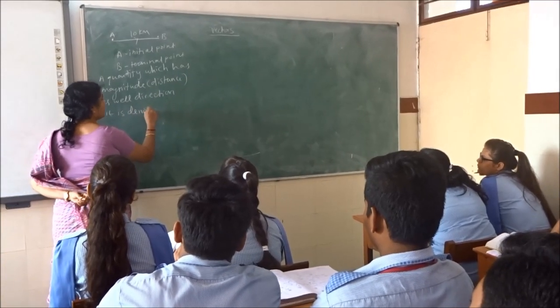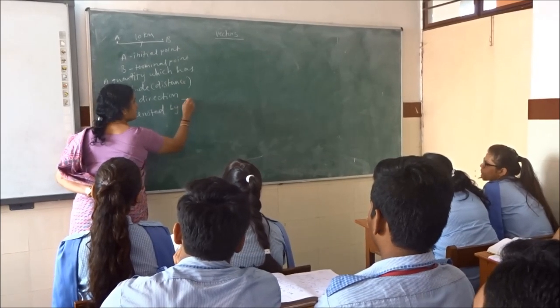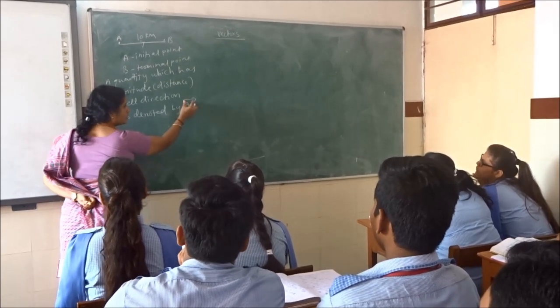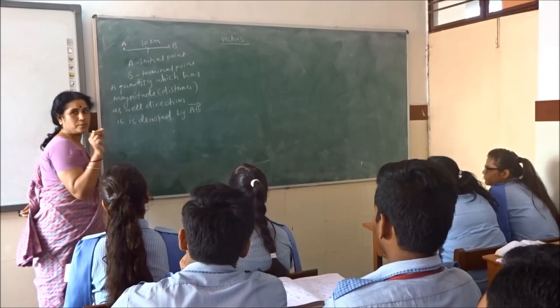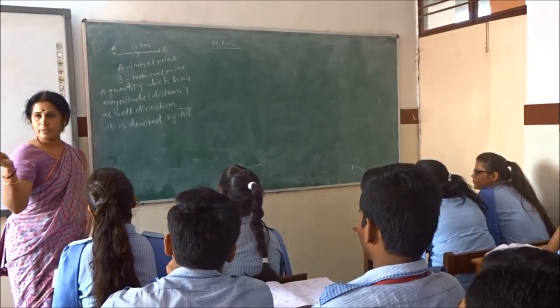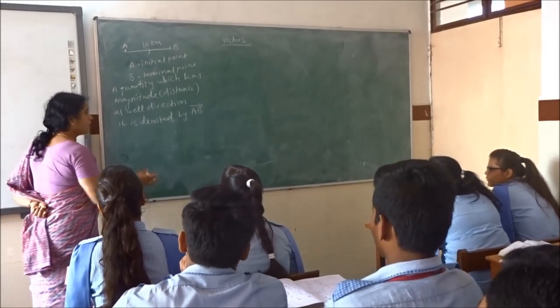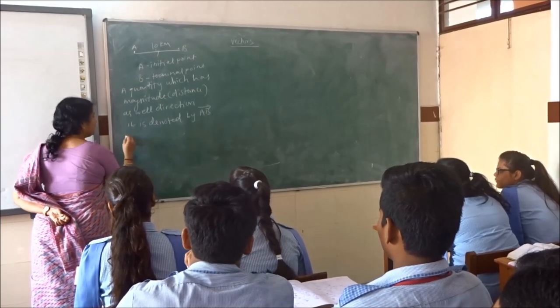It is denoted by AB vector. See, this is AB vector. It is denoted with a direction, and AB is a distance. You know how to find the distance between 2 points, already you have seen in coordinate geometry: under root of (x minus x1) the whole square, whatever the formula you have seen. Am I correct? Like this, we will find AB vector. Okay, fine. Now, next, let me start.